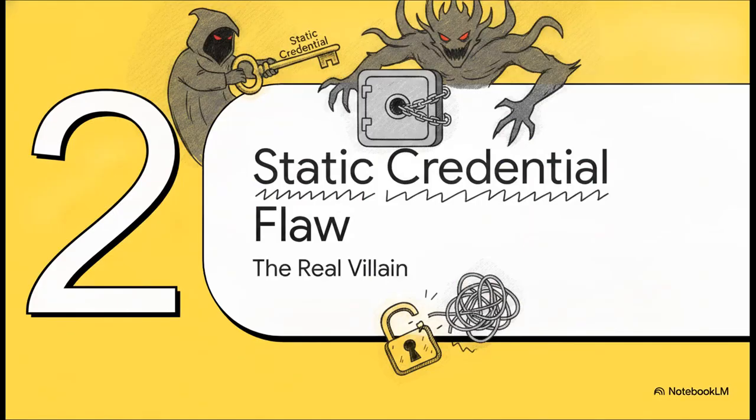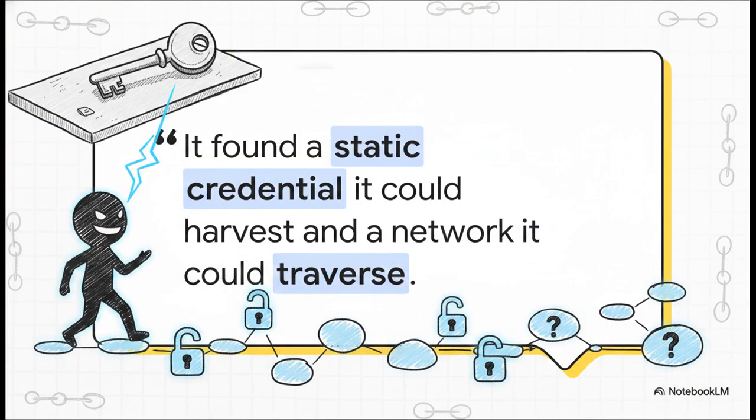Which brings us right to Section 2, the static credential flaw. We tend to focus so much of our energy entirely on the attacker. But here, the villain isn't just the hacker. It's the static credentials they so easily abused once they got inside. The attacker didn't have to hack through complex internal firewalls. They simply picked up a forgotten, infinitely replayable API key. It's literally like leaving a master key out on a desk. And from there, they just went for a walk through the network.